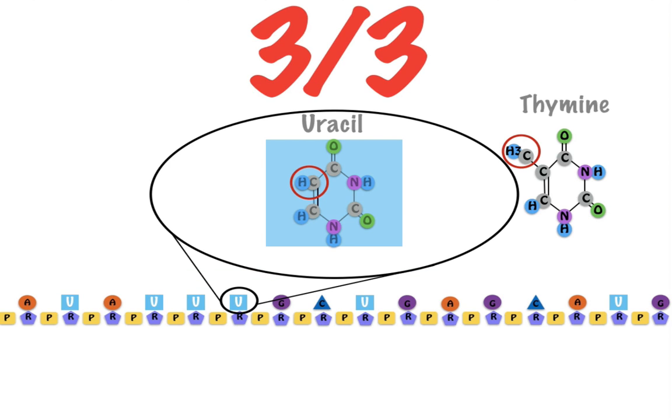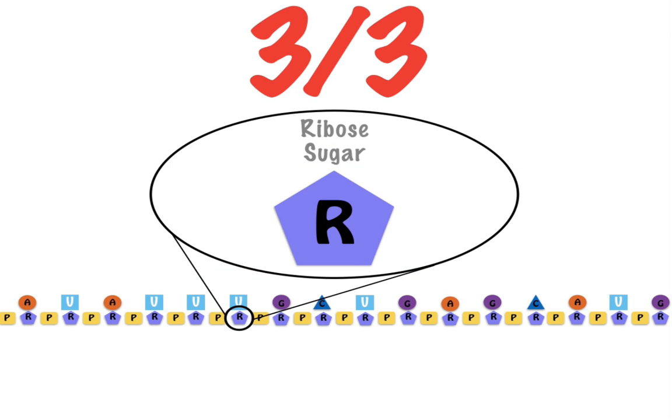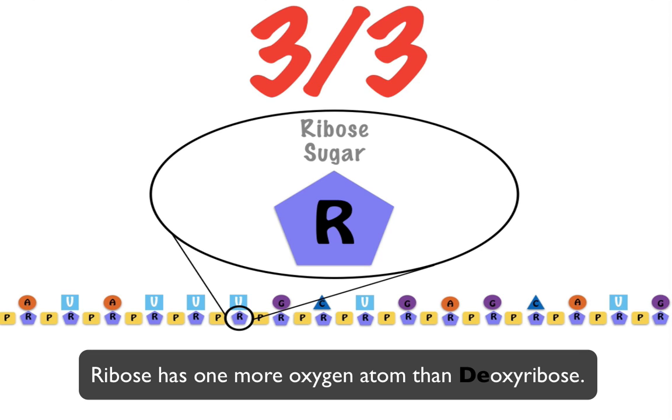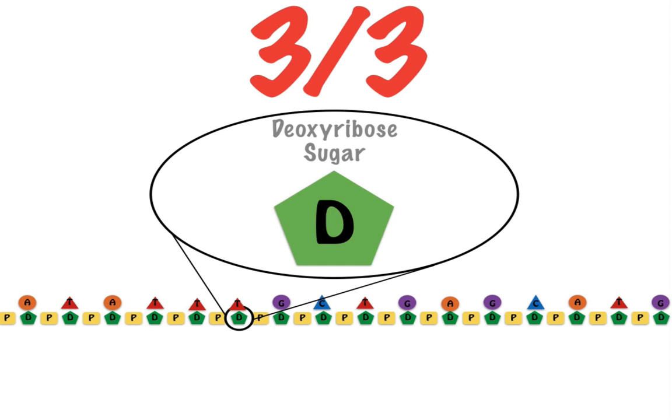So the third difference between RNA and DNA is the ribose sugar. Notice we lost our green shape, now it's a purple ribose sugar. So deoxyribose is replaced by ribose.